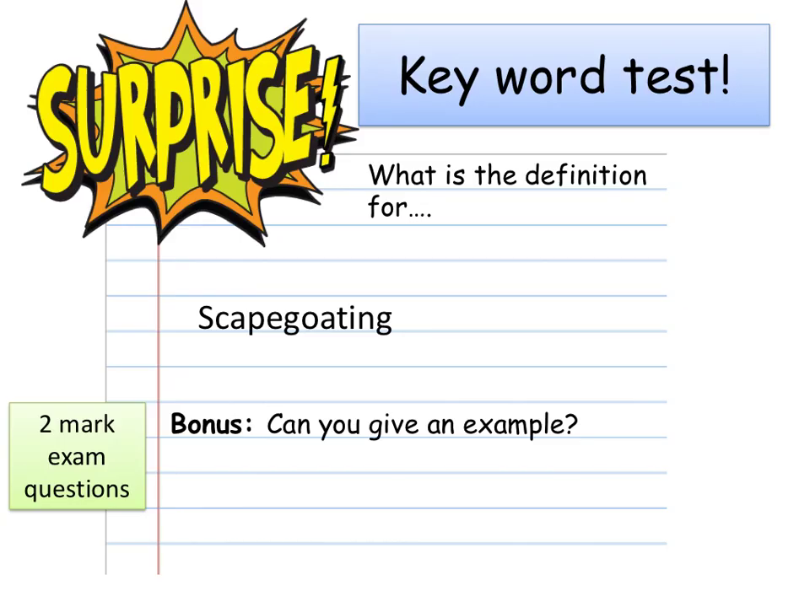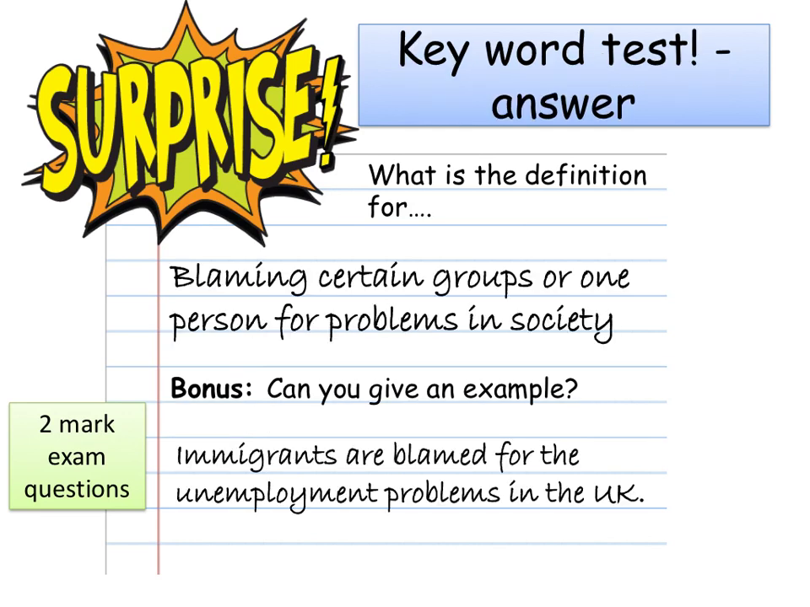Time for another keywords test. Give the definition for scapegoating. Try to give an example. Scapegoating is blaming certain groups or one person for the problems in society. An example of this could be immigrants being blamed for unemployment problems in the UK.